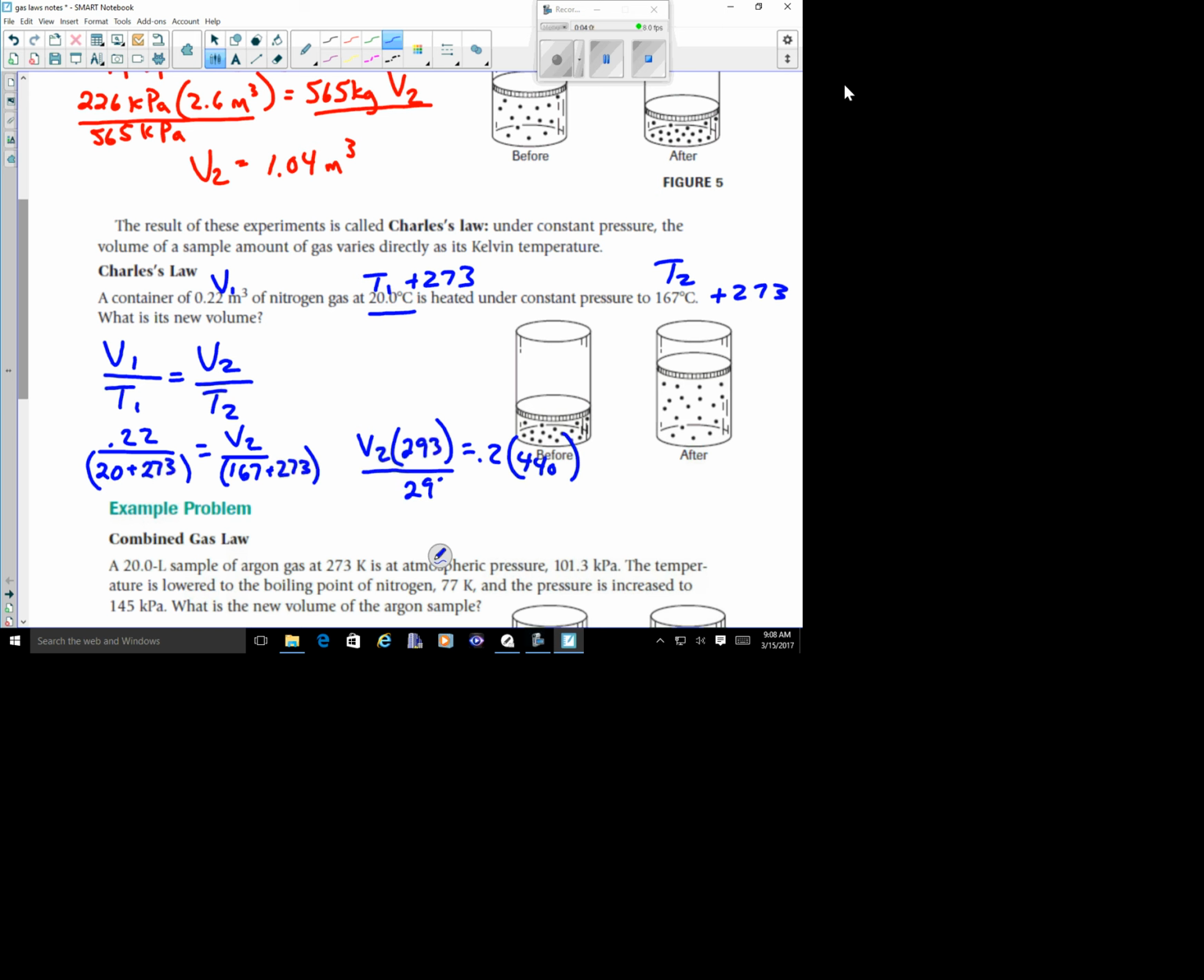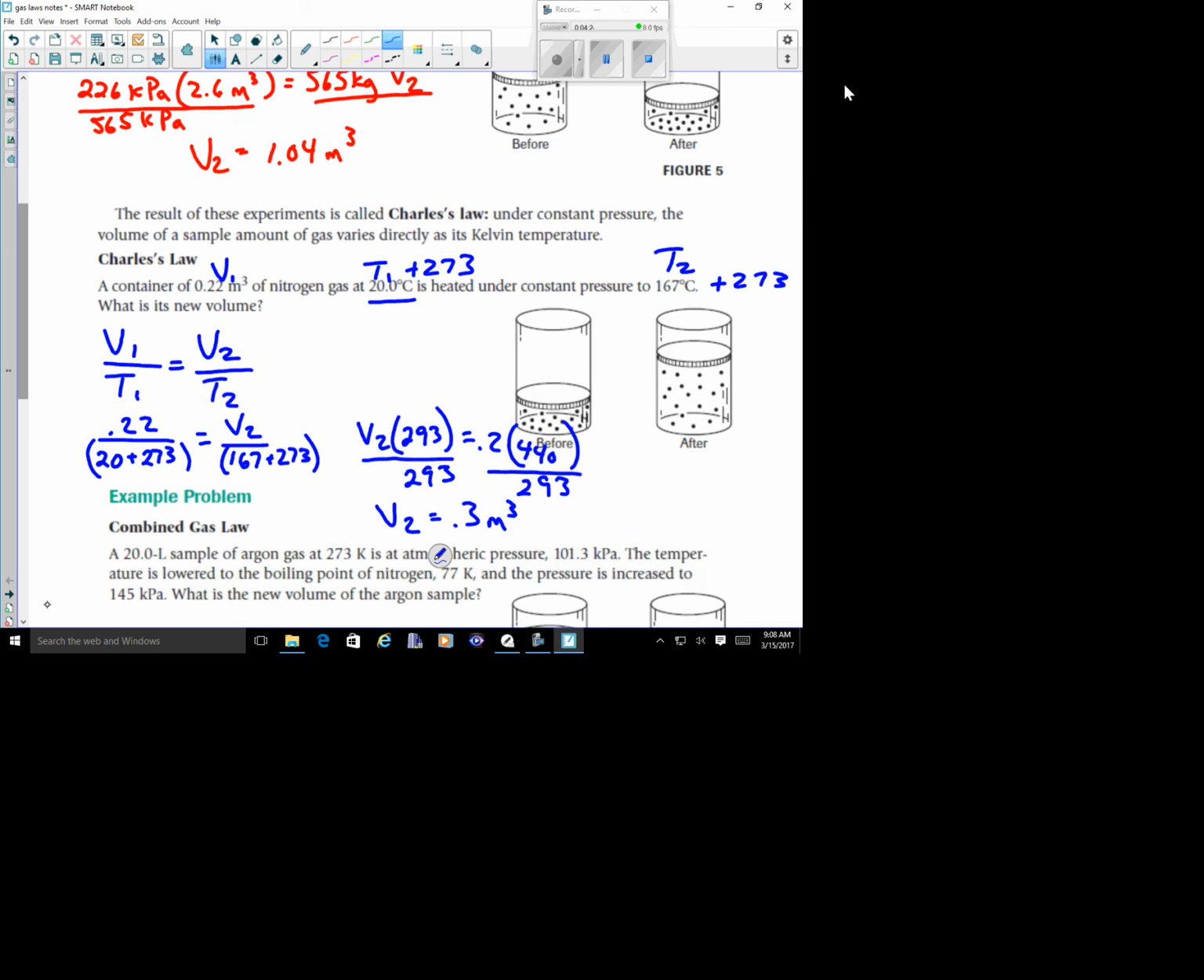And so your second volume ends up equaling about 0.3 cubic meters. Once again, pretty easy stuff. You just have to memorize these formulas. Now we're going to go down to the combined gas law. So let's just put them all together.